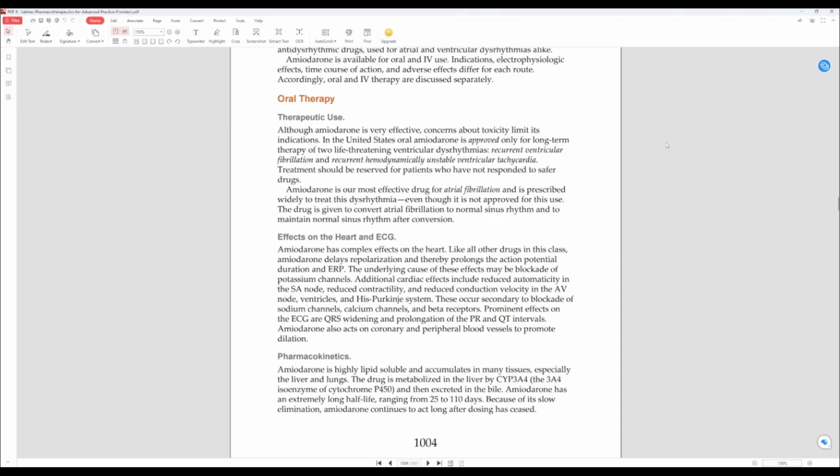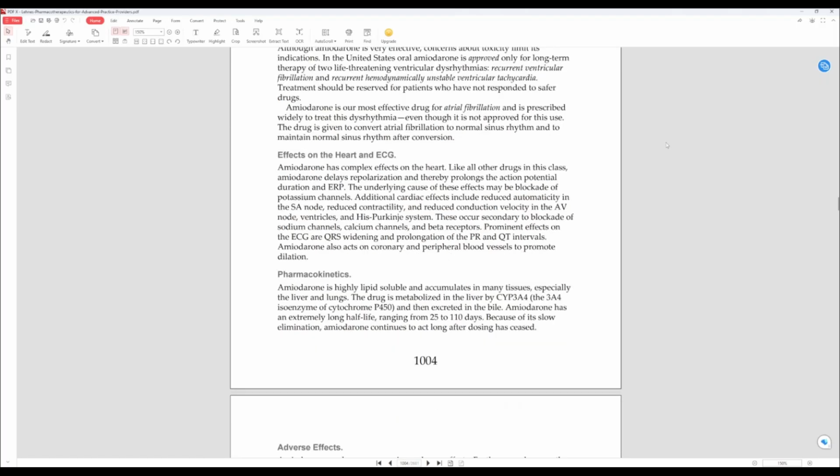Amiodarone is our most effective drug for AFib and is prescribed widely to treat this dysrhythmia, even though it is not approved for this use. The drug is given to convert atrial fibrillation to normal sinus rhythm and to maintain a sinus rhythm after a conversion. The effects on the heart and EKG.